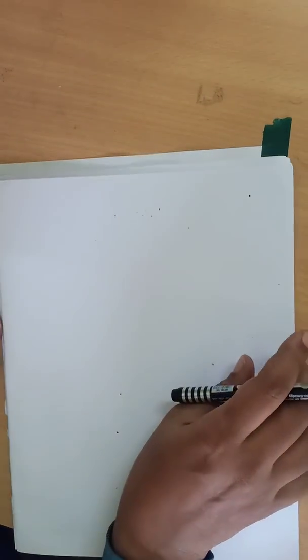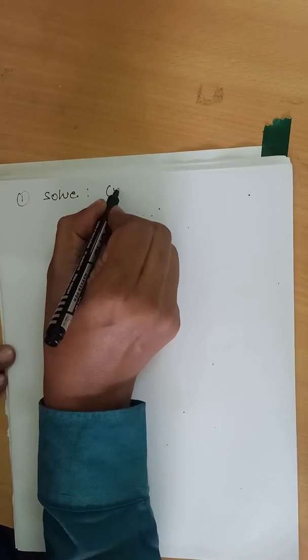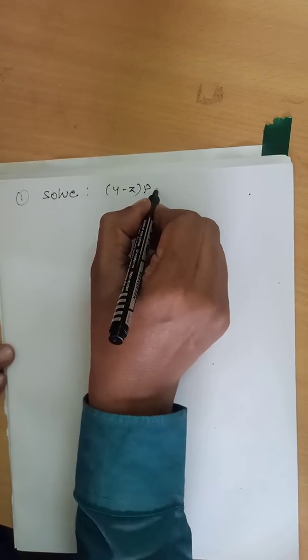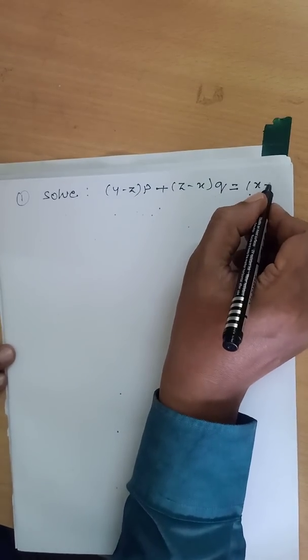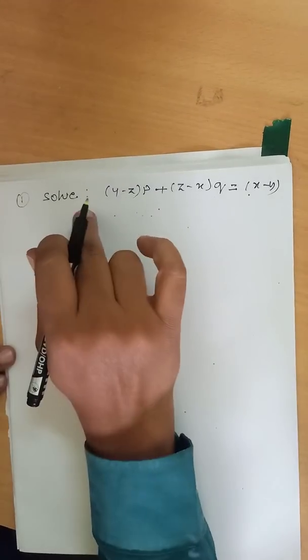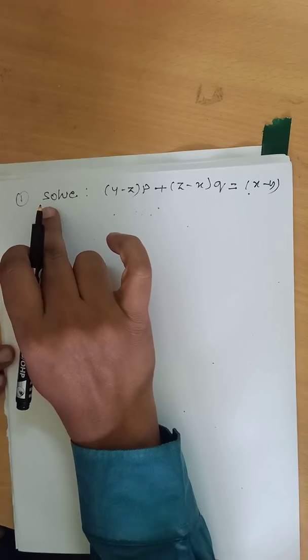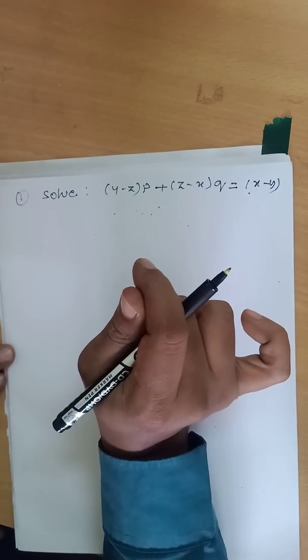So now we are going to discuss the problems. Problem number 1. Solve (y minus z) p plus (z minus x) q is equal to x minus y. In this unit, a problem like this may ask only to solve the given partial differential equation.